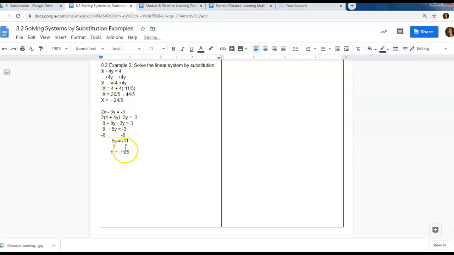So now I have my solution. Okay, so the solution is, and remember that when you put the ordered pair, x always goes first, negative 24 fifths and negative 11 fifths. Okay, and you can check it with the calculator. Just substitute the values in there and see if this gives you 4, and then just substitute it in there and see if that gives you negative 3. Okay, thank you so much for listening.